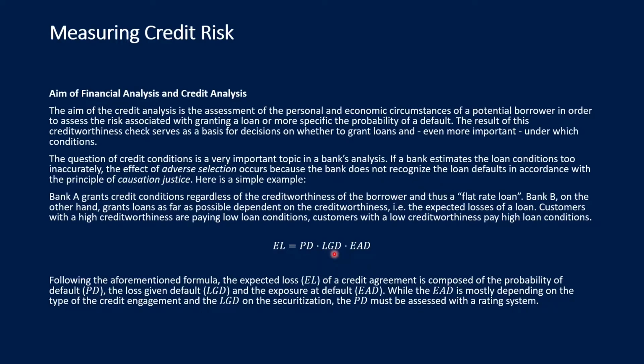Loss given default is typically the borrowed amount, but there are certain cases where the borrowed amount has to be forecasted, just like in credit lines that will be exhausted before a loss event. And the exposure at default, EAD. The exposure at default is of course dependent on the securitization of the credit. The probability of default, PD, must be assessed using a rating system.